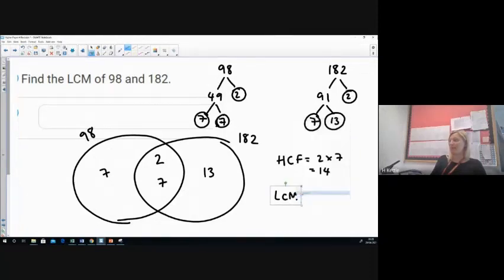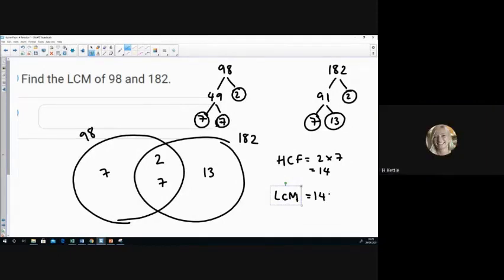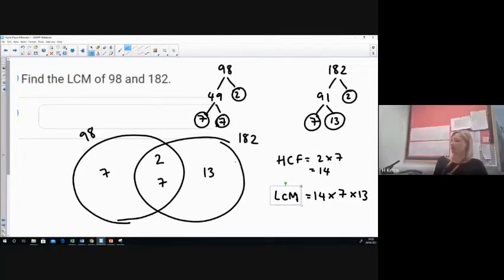If I want the lowest common multiple, I'm going to take that 14, and times it by what's left on the outside. So times it by 7 and times it by 13. So all of the numbers timesing together, 14 times 7 times 13 from within the Venn diagram, which is 1,274. Done. Cool. So tree diagram, put it in a Venn diagram. What's in the middle is the highest common factor. We were asked for the lowest common multiple. So we take that answer and times it by what's left on the outside.